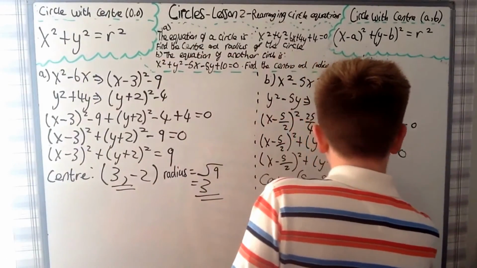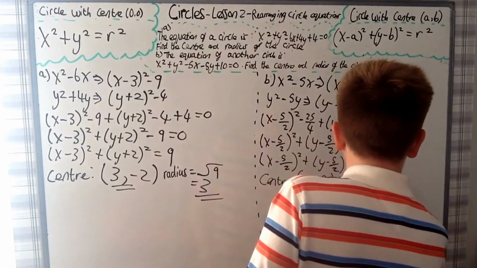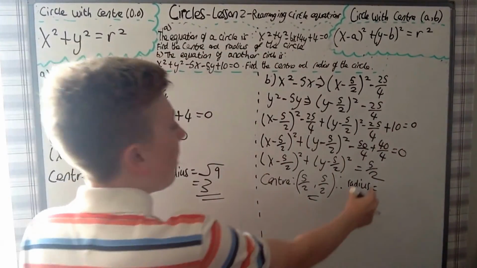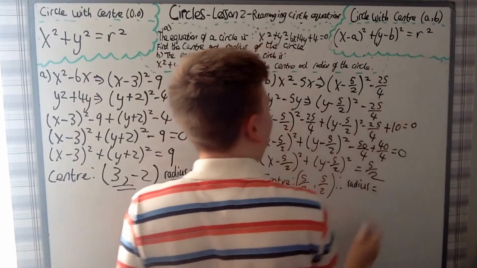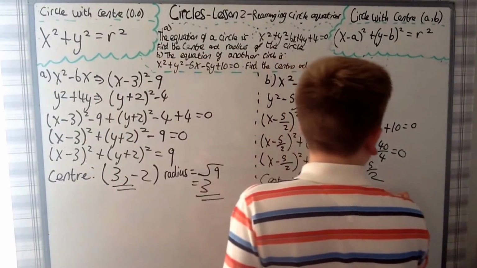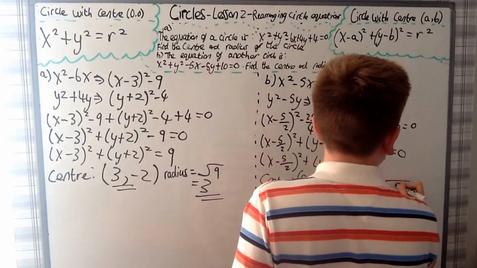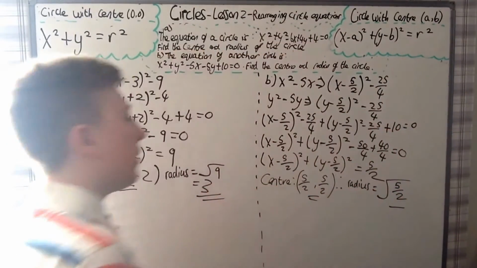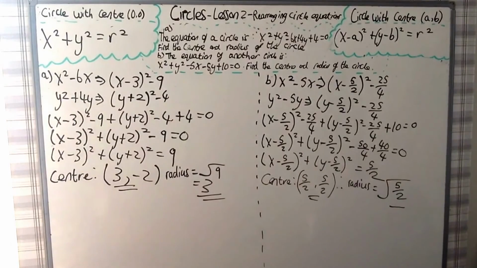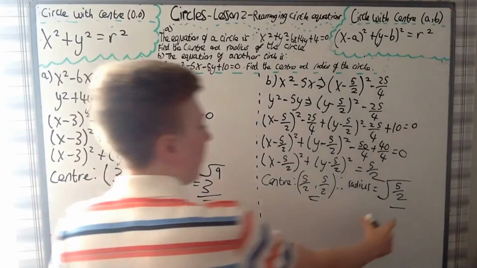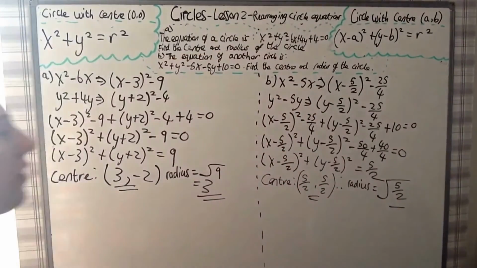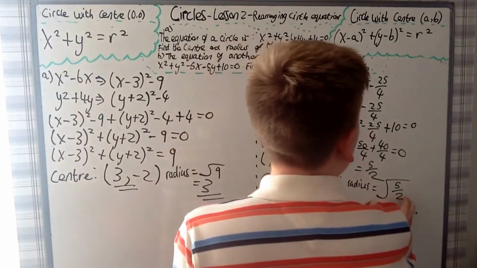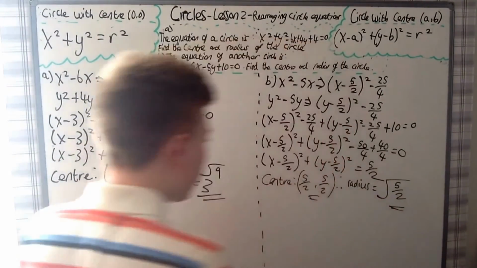And then the radius is going to be 5 over 2 square rooted, because this is our r squared. 5 over 2 is r squared, so r is going to be the square root of 5 over 2. And we leave it in this surd form, because we're going to get a decimal when we find out the answer to this, but we can't use a calculator. This is a Core 1 exam, so we're not allowed a calculator. So we just leave it in the surd form 5 over 2.